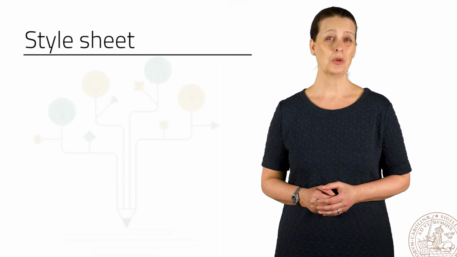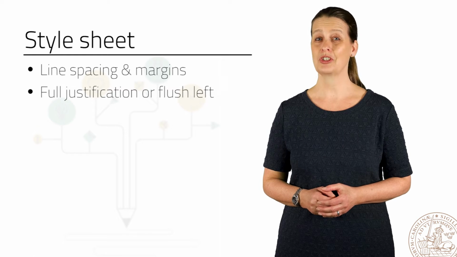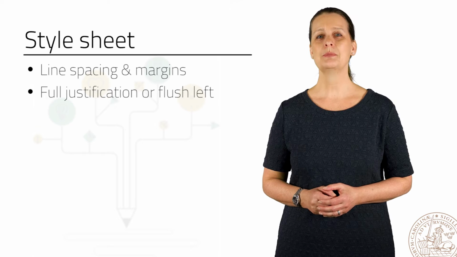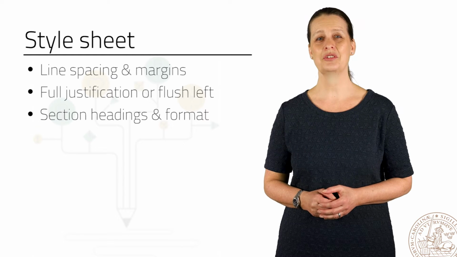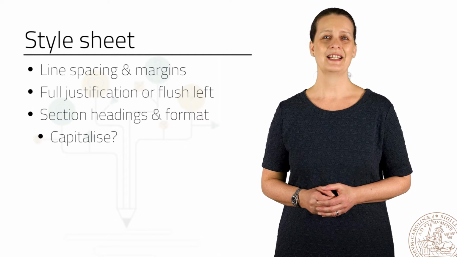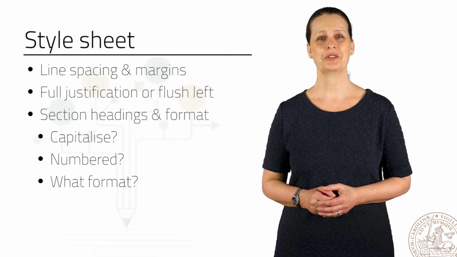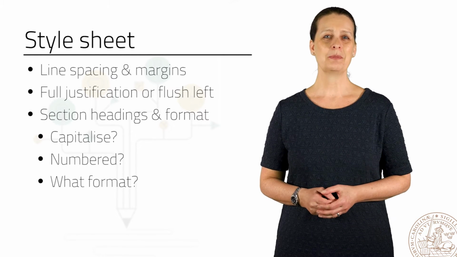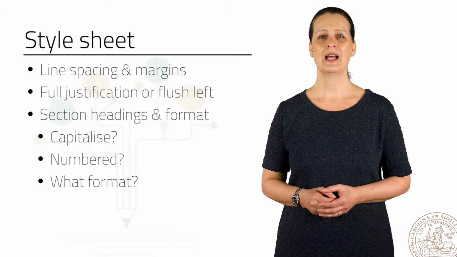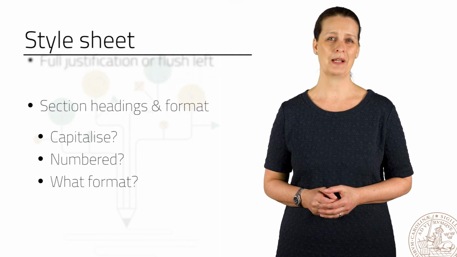The style sheet will also tell you about line spacing and margins, and if you should use full justification or flush left in your text. Furthermore, it will stipulate what kinds of section headings to use and how to format them. For instance, should you capitalize the headings, and do they need to be numbered? And if so, what format should you use? The style sheet might also tell you if explanatory footnotes or endnotes can be used, and if so, what kind of information they should contain and how to format them.